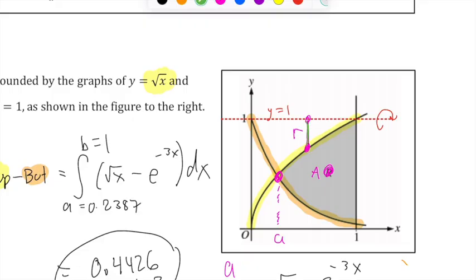Let's do it in a different color. Let's do it in green. And then basically from here to here is your big R. And so we just need to write the equation of this r and this R.